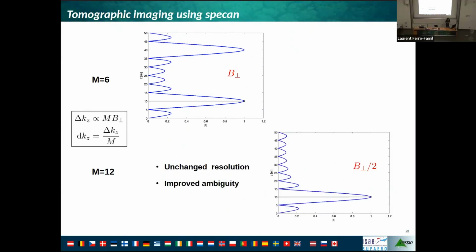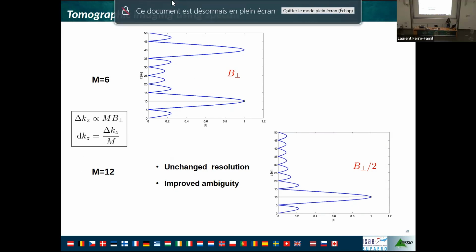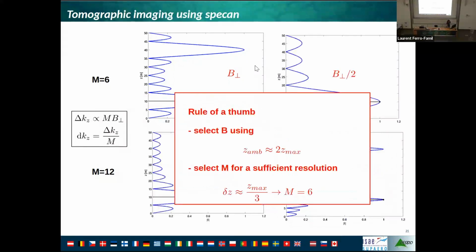And of course, you have the last case when you divide the baseline by 2 and you multiply the number of images by 2. In this case, the extent is unchanged. So you have the same resolution, but the ambiguity went off to a much higher value. Okay. So how to choose in practice? The rule of thumb that almost everybody follows used to be this one when the flights cost a lot. And today, in fact, they found a way to combine many more flights than what they used in the past.